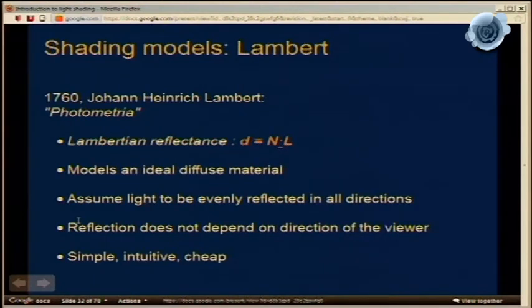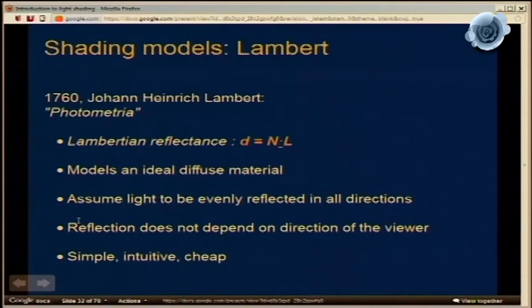So almost everyone in real time is using this. But if you think this model is not enough, you can use other models. A good example of a non-Lambertian material is the moon. If you take a photo of the moon and you make a rendering of a ball using Lambert, you're going to have a different result.